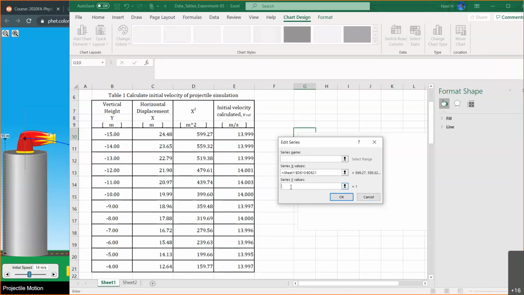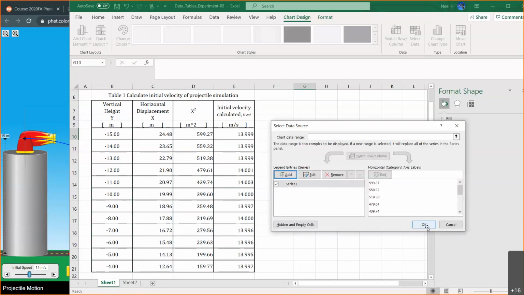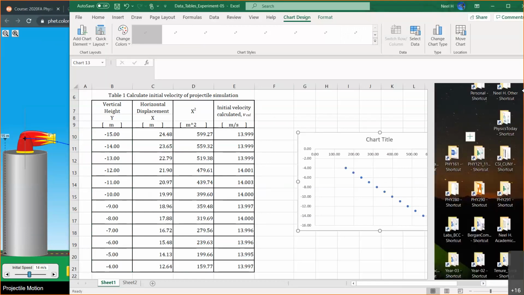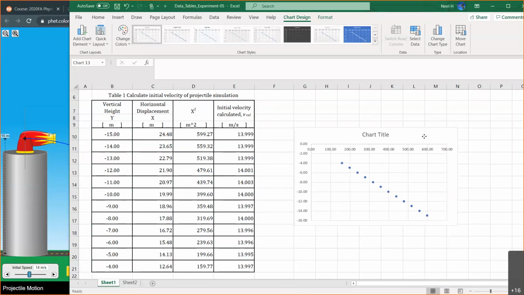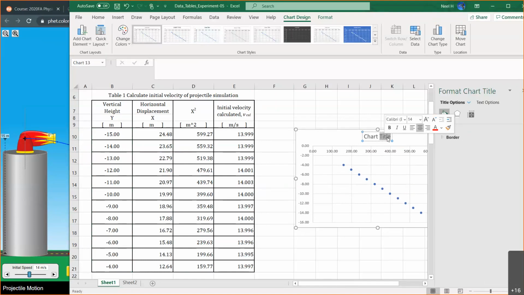Then for the Y values, delete everything there. The Y values start from B cell number 10 through B cell number 21. Click OK again, then you have a graph. If you have a graph, make sure you have a graph title, right?